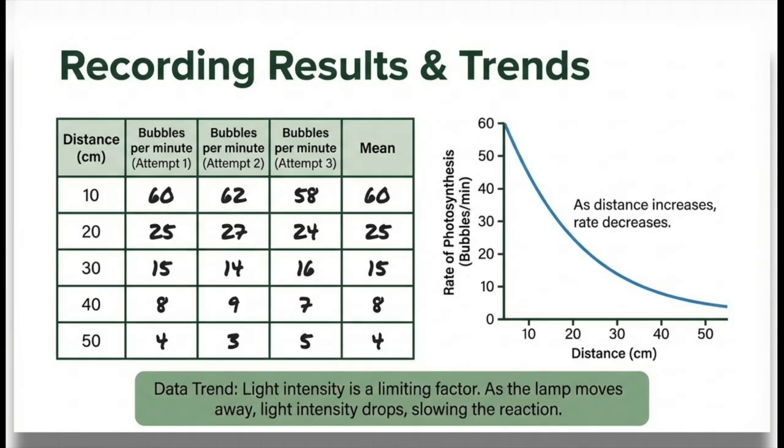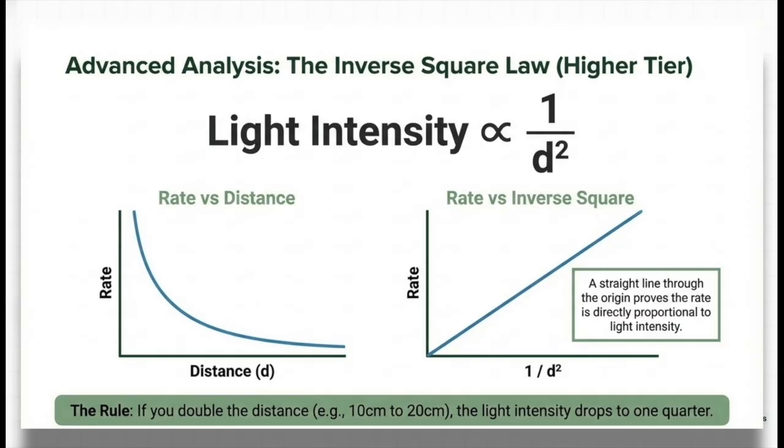Now, when you plot your results, the number of bubbles against the distance, you're going to get a curve. You'll see that as the lamp gets further away, the rate of photosynthesis drops off. That's a great observation. But to get the top marks, you need to go deeper. What is the exact mathematical relationship here? And the answer is something called the inverse square law. It sounds complicated, but it's not.